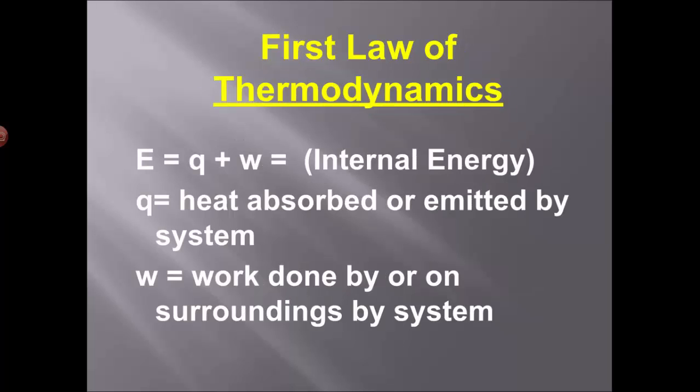Now, in chemistry, we talk about internal energy as being the sum of heat plus work. Q is the heat absorbed or emitted, either endothermic or exothermic, and work is either done by the system on the surroundings or by the surroundings on the system. Together, heat and work make internal energy.